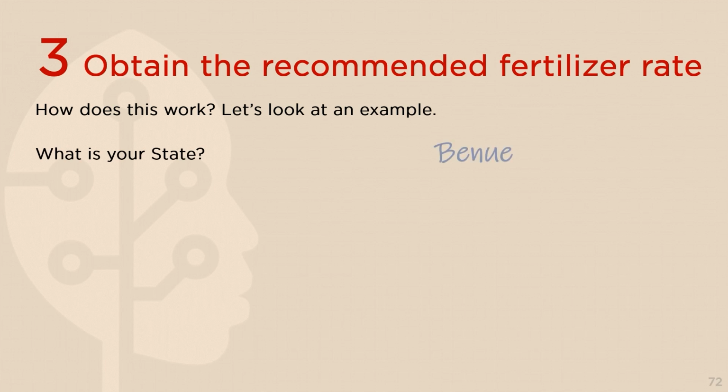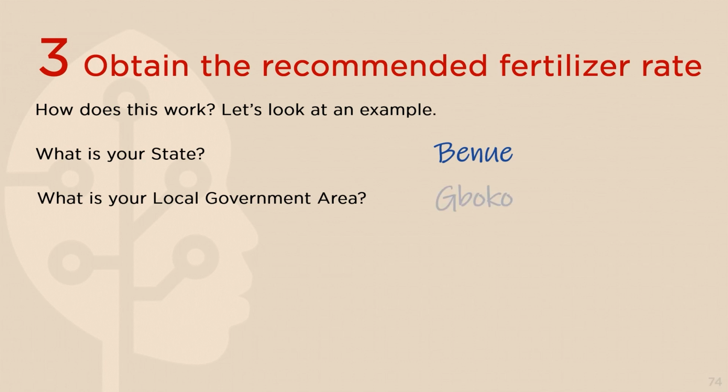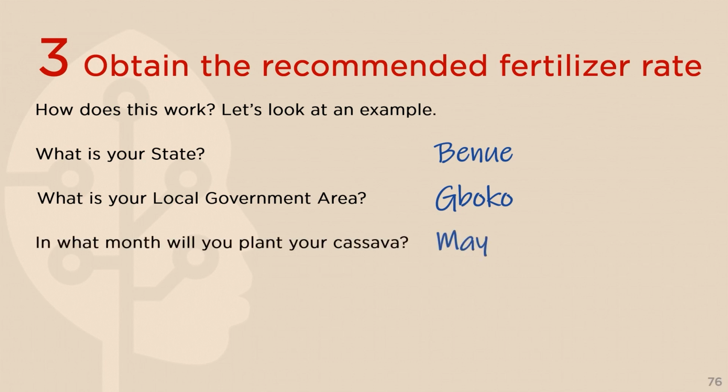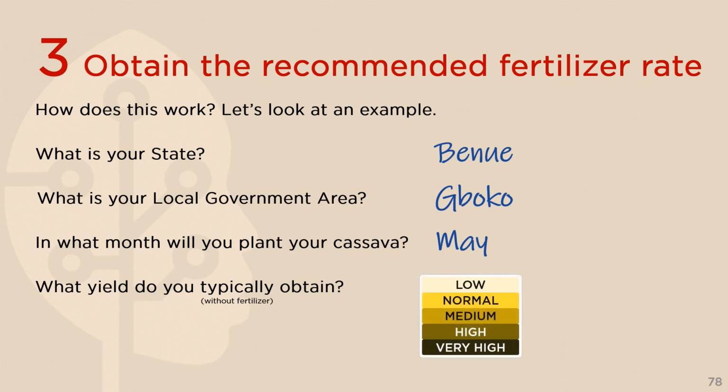Let's assume as an example that you are located in Benue State, you will then need to consider in which local government area you are located. For this example, let's select Boko LGA. Next, we need to know in what month you planted cassava. As an example, let's assume cassava was planted in May. And lastly, we need to know the current yield. Remember, Akilimo considers 5 yield classes, from low to very high. For this example, let's assume the field typically gives a normal yield between 3 and 6 tons per acre.